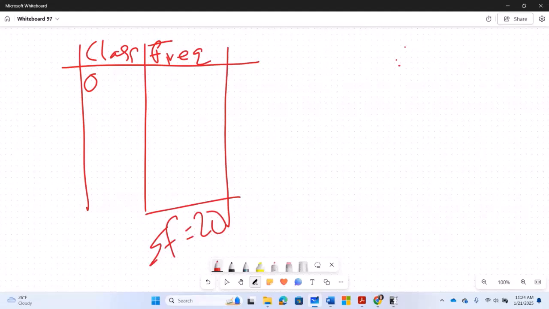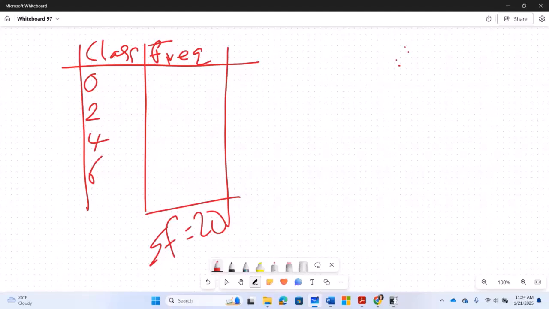I already found out that the class width is 2. So the smallest number plus 2 is the next lower limit. The next lower limit is going to be 2 plus 2, which is 4. The other next lower limit is going to be 4 plus 2, which is 6. I think I have to stop here because I wanted 4 classes: 1, 2, 3, 4. 4 classes already.